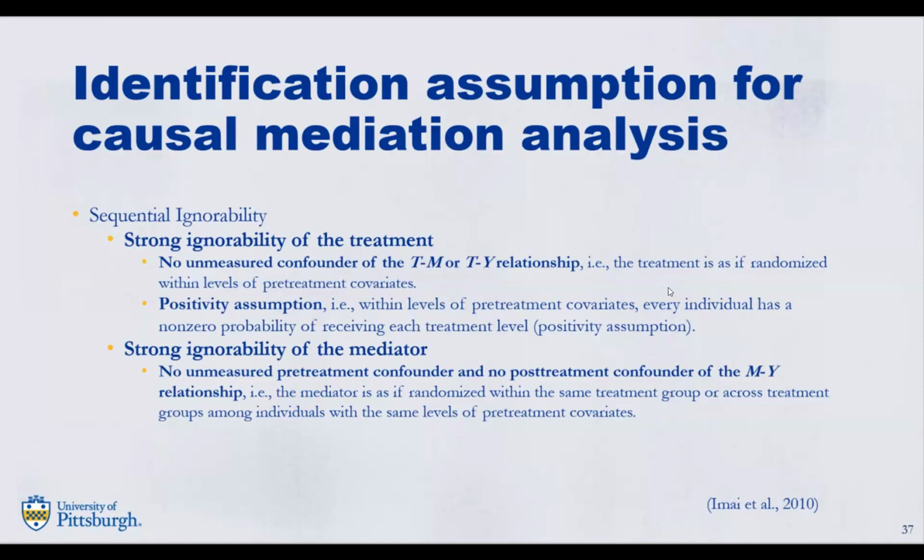If you think about this carefully, you may notice that the confounders of the mediator-outcome relationship may occur before the treatment and may also occur after the treatment. If before, it's called pre-treatment. If after, it's called post-treatment. And in this course, we assume that there are no unmeasured pre-treatment confounders and there are no post-treatment confounders at all. In other words, the mediator is as if randomized within the same treatment group or across treatment groups among individuals with the same levels of pre-treatment covariates.